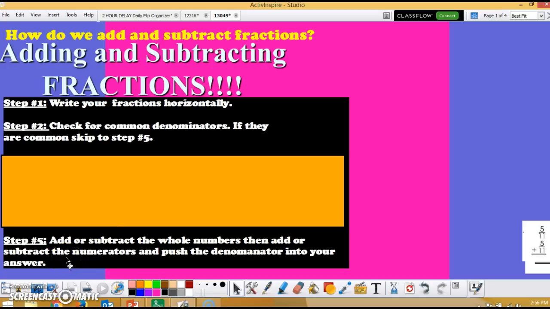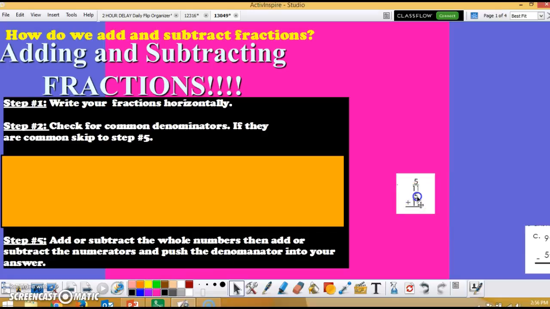And in that case, step 5 is simply add or subtract the whole numbers, if there are any, and then add or subtract the numerators. Finally, push the denominators into your answer, because denominators just simply stay the same when you add, subtract, or compare fractions together. Let's take a look at an example.